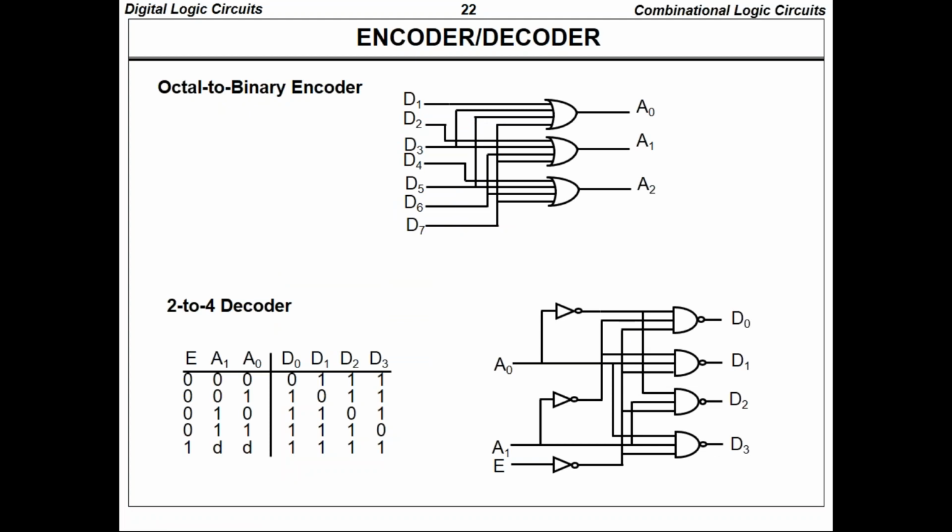Then encoder. So octal to binary encoder. Octal to binary means converting an octal number to a binary number. The binary encoding or binary conversion, both are the same. Octal, we know, has values between 0 to 7. The output will be in zeros and ones.